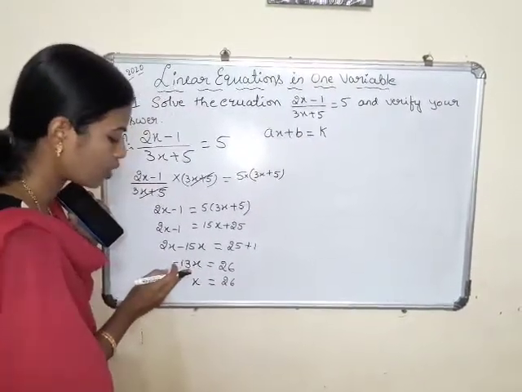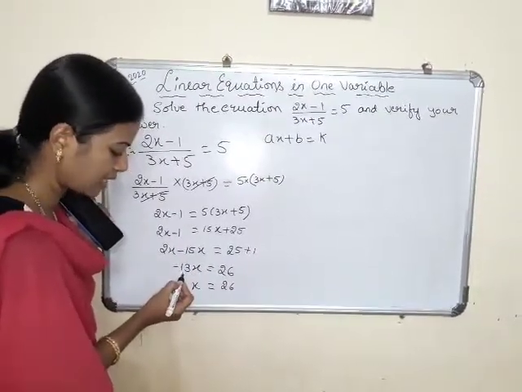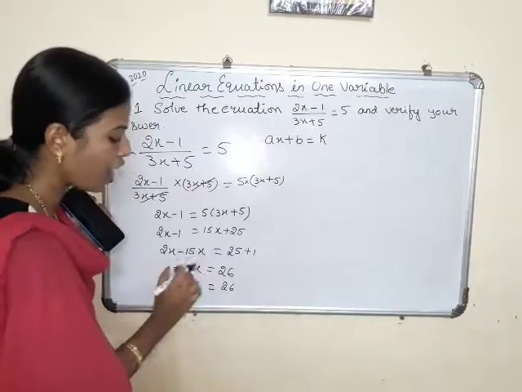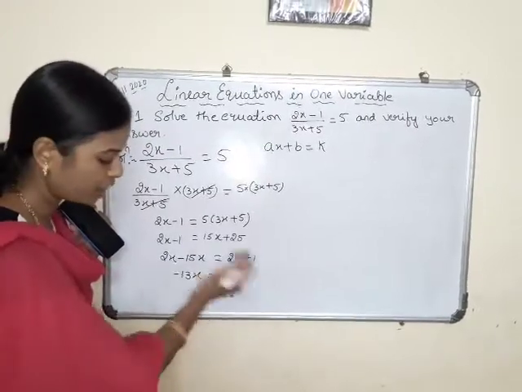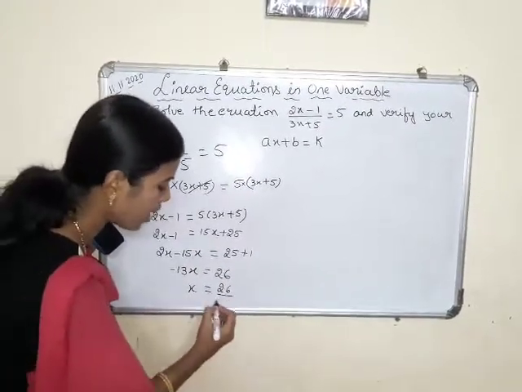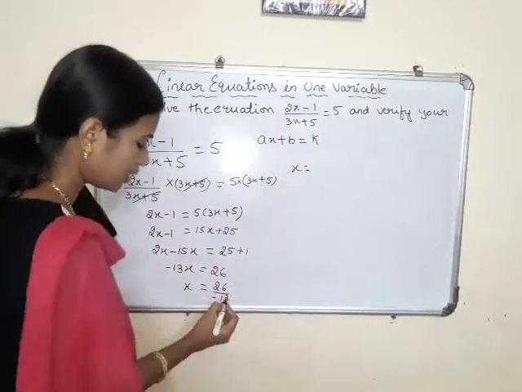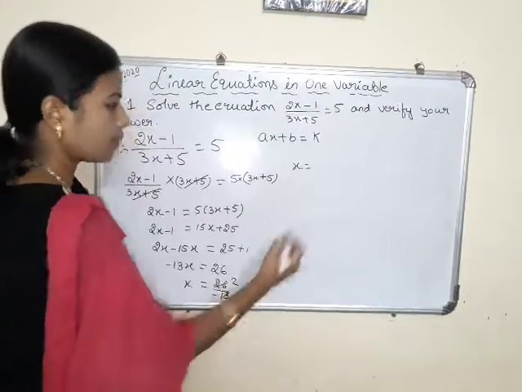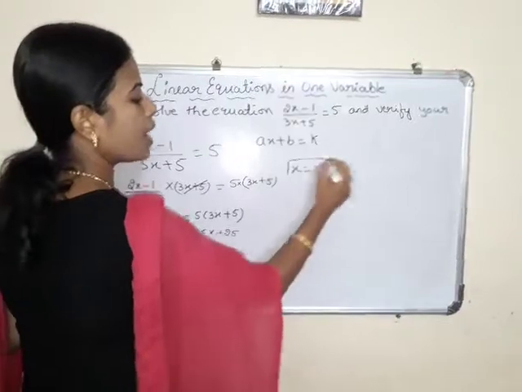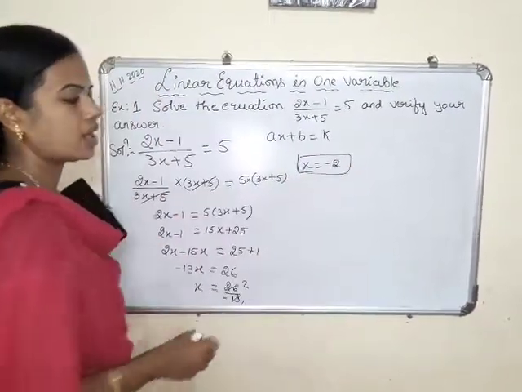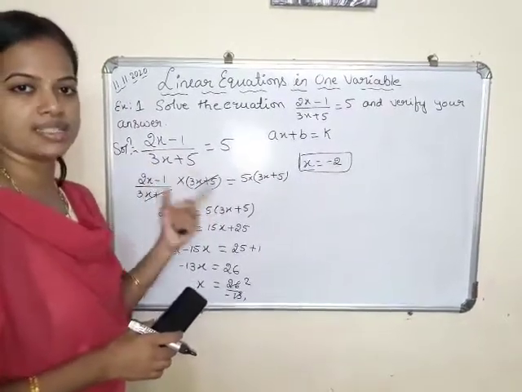Again transpose the constant number to the RHS side. Here x is with minus 13. This minus 13 you have to take to the RHS side. Here minus 13 is multiplied with x. When you take it to the RHS side, it is going to divide. Minus 13. Then x is equal to 26 divided by minus 13. 13 ones are 13, 13 twos are 26. Here along with the minus sign, the x value you got is minus 2. This is the solution or root for the given equation by removing the denominator. This is the one method.